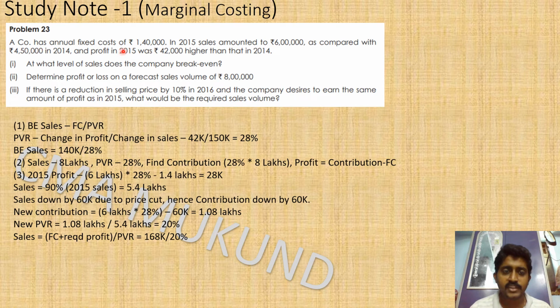A company has an annual fixed cost of 1,40,000 rupees. In 2015, the sales is 6 lakhs compared with 4,50,000 in 2014, so sales of 2 years is given. Next, the profit of 2015 is 42,000 higher than 2014. So guys, remember, we studied two formulas for PV ratio. One of the formulas is contribution divided by sales, which is the PV ratio, otherwise called contribution margin. In one of the previous videos, we have also seen one more formula for PV ratio: change in profit divided by change in sales.